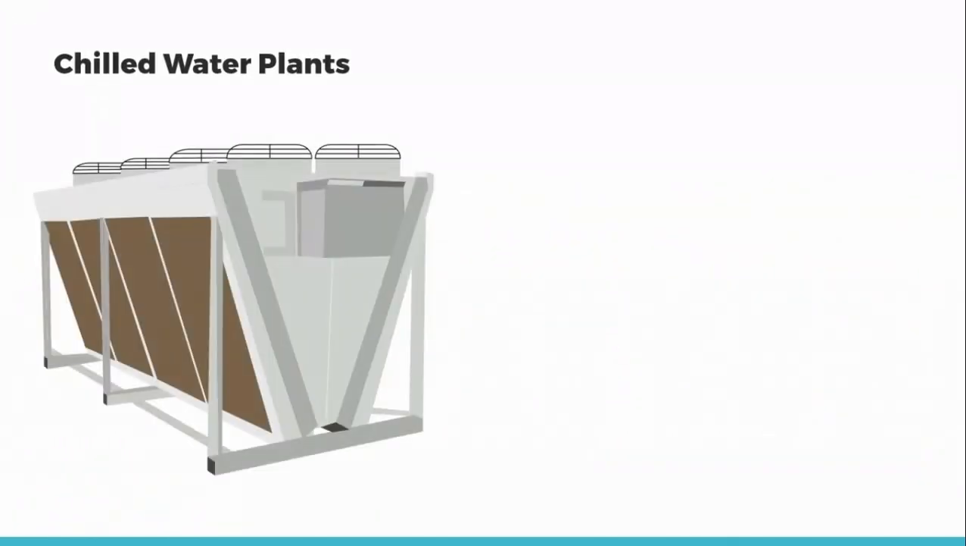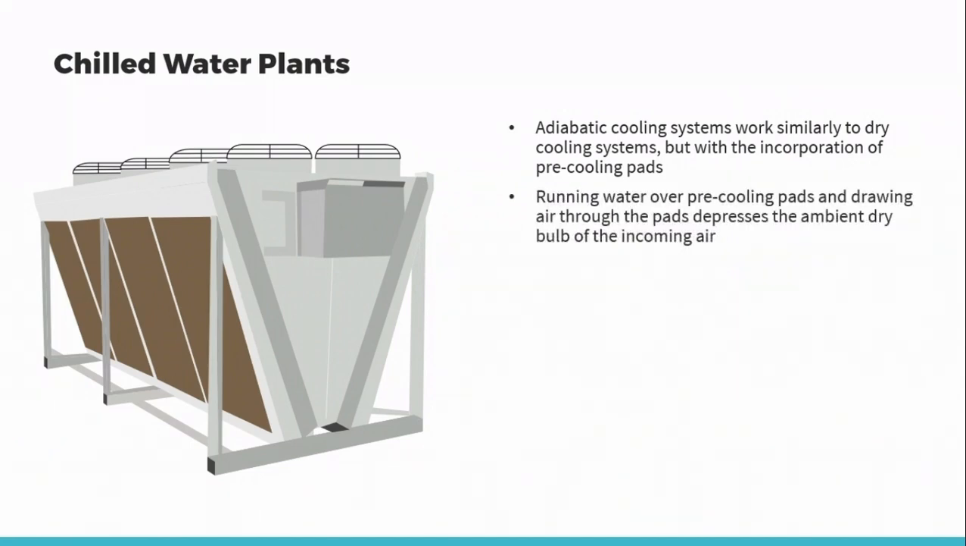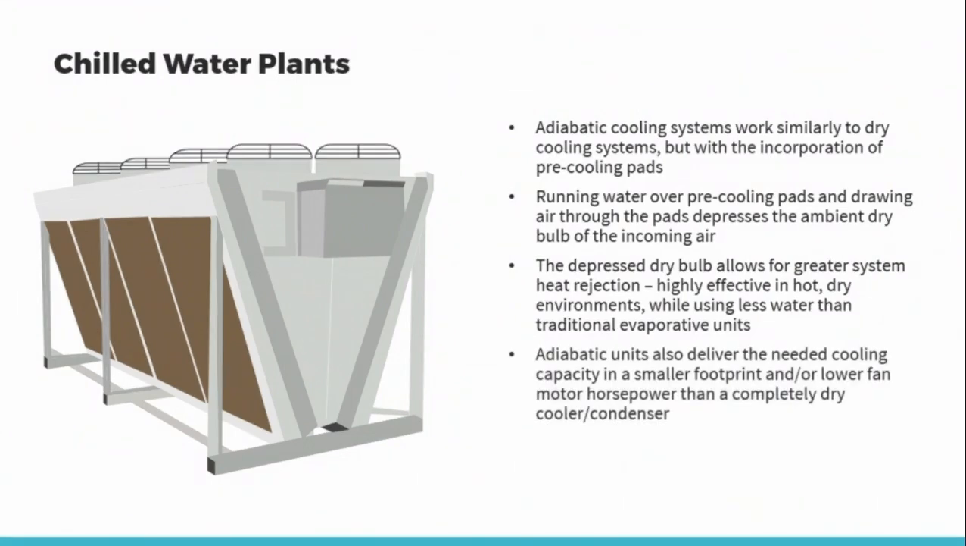There's different types of chillers out there. For example, adiabatic cool systems work similar to dry cooling systems, but they incorporate pre-cooling pads. Running water over pre-cooling pads and drawing air through the pads depresses the ambient dry bulb of the incoming air. The depressed dry bulb allows for greater system heat rejection, highly effective in hot, dry environments, while using less water than traditional evaporative units. Adiabatic units also deliver the needed cooling capacity in a smaller footprint and/or a lower fan motor horsepower than a completely dry cooler condenser.